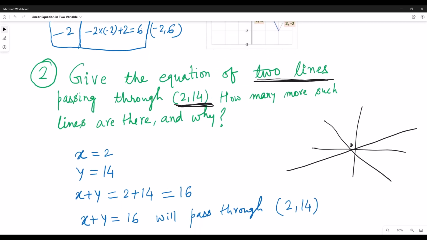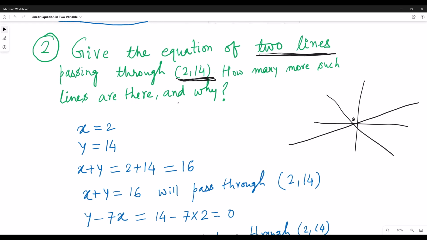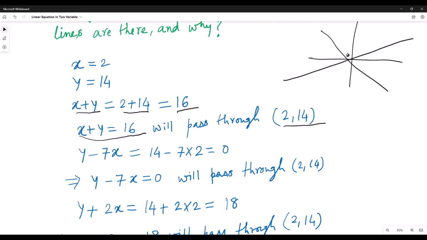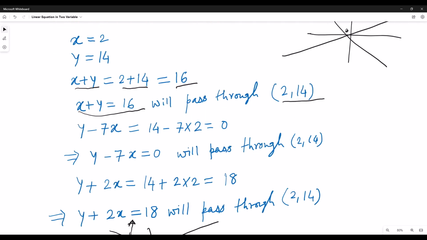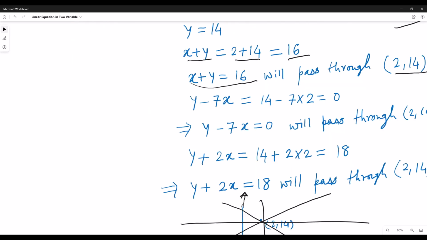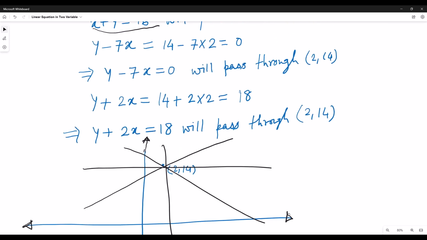Okay, so (2, 14). So x is 2 and y is 14. So we will write x plus y. x plus y is 2 plus 14, which equals 16. So x plus y equals 16 will pass through (2, 14) because it is true for that. You can go on writing like that. Okay, so y minus 7x is 0. So y minus 7x equals 0 will also pass through that. Okay, y plus 2x, that is 14 plus 2 times 2, that is 18. So y plus 2x equals 18 will also pass through that.